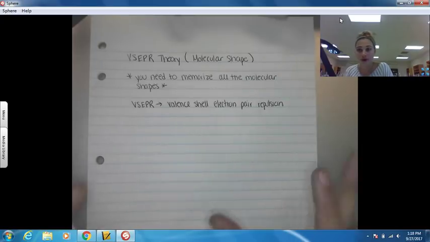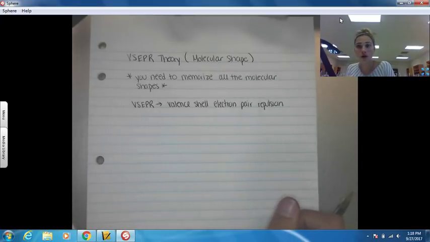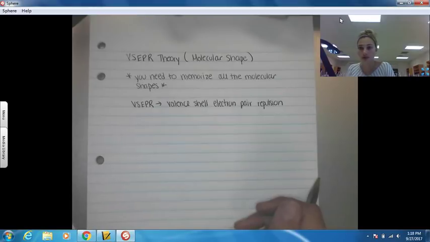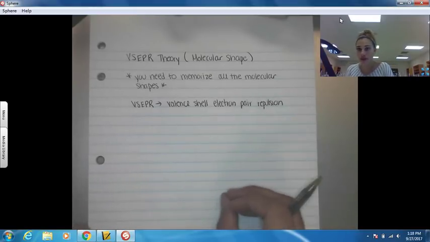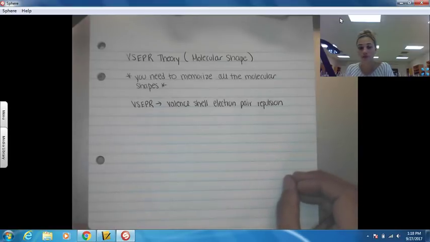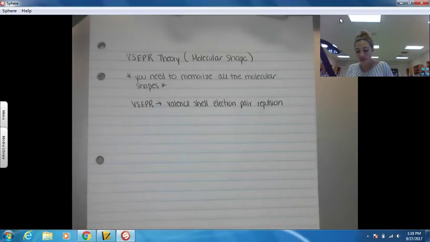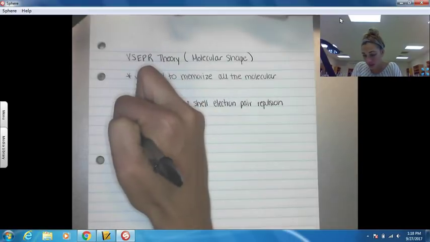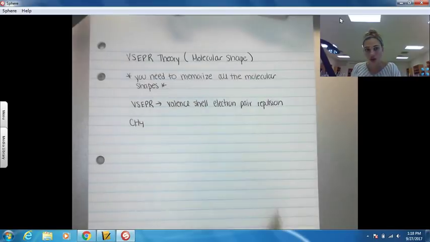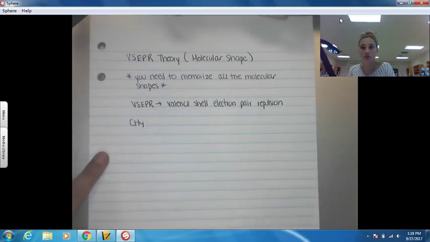There is a very specific procedure in order to figure out what shape a molecule is going to take. Now, when I say a molecule, I'm only talking about covalent compounds. Your covalent compounds are your molecules. So let's do a few examples, and then we'll write down some steps on how to actually do this. My first example is CH4. You are always going to start by drawing a Lewis structure.